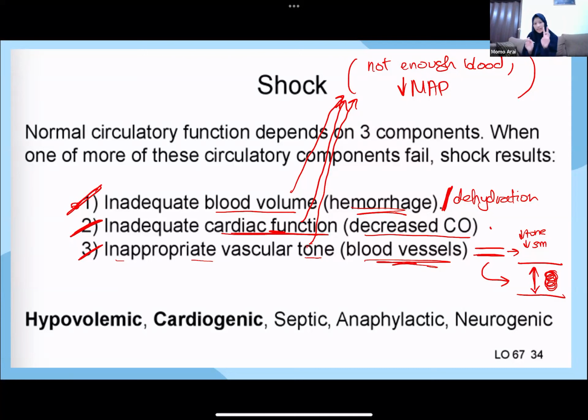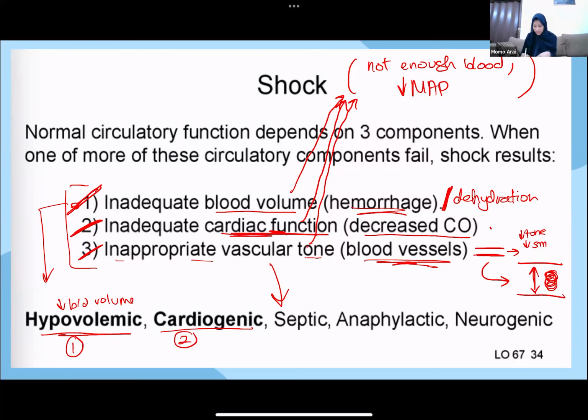Now, these three causes can be divided into five further causes, but they're the same idea. First you have hypovolemic shock, or hypovolemia, which means, from the name, less blood volume. That's your first reason, volume. The second reason is cardiogenic, which means the heart, the pump itself, is not working. That's your second reason.